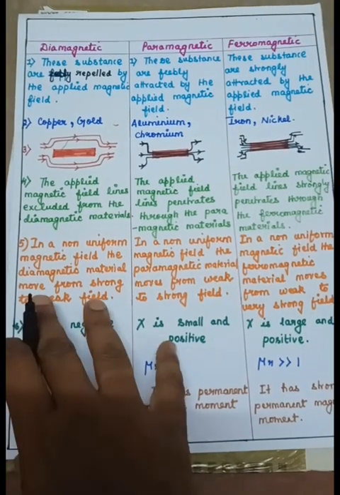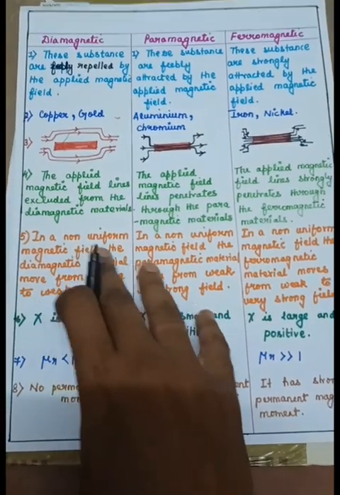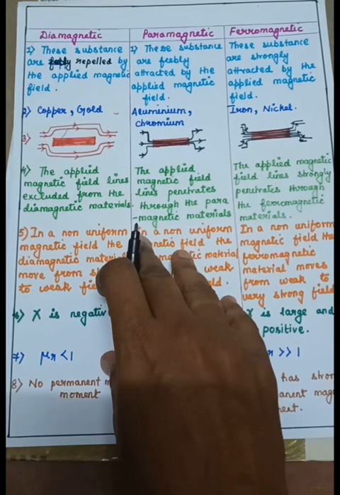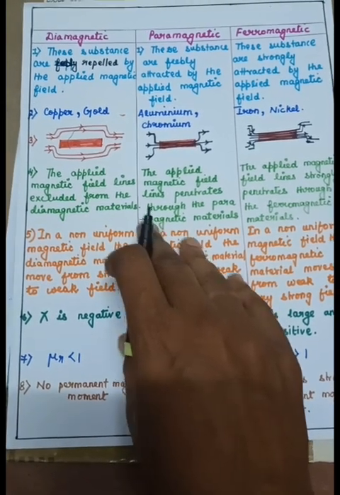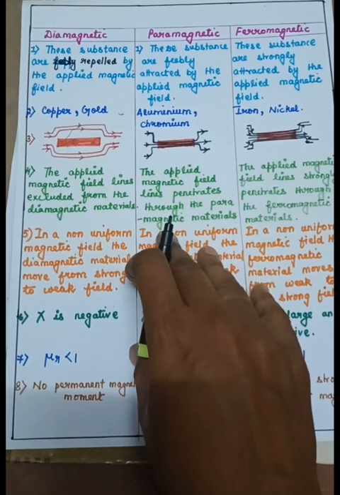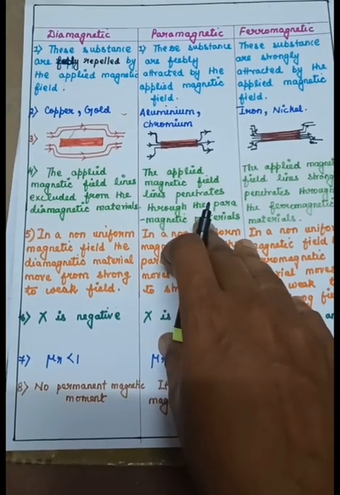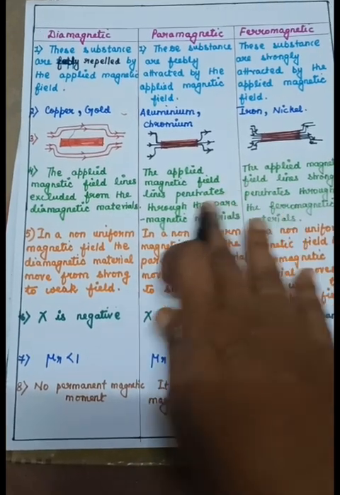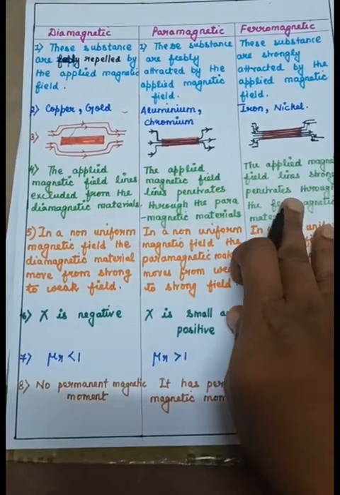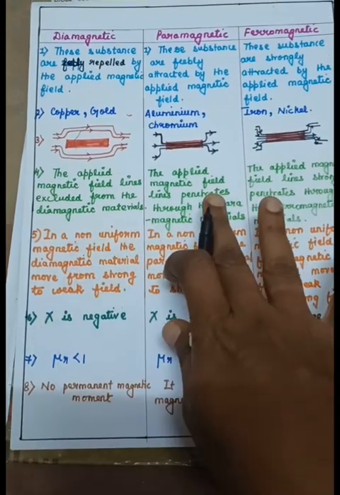Hello dear students. Today we are going to discuss a very important topic in chapter 5, and that is the difference between diamagnetic, paramagnetic and ferromagnetic materials. Magnetic materials can be classified into three types: dia, para and ferro. So let us see what the differences between them are.